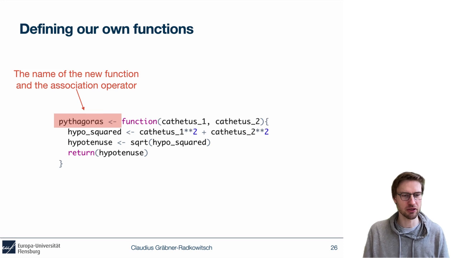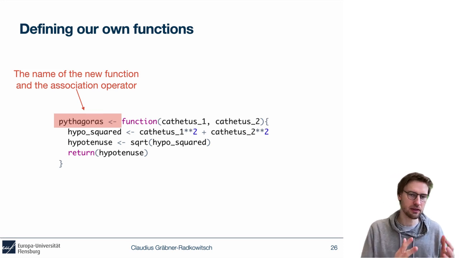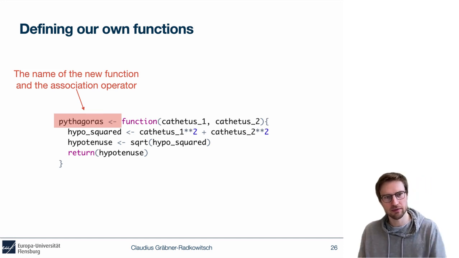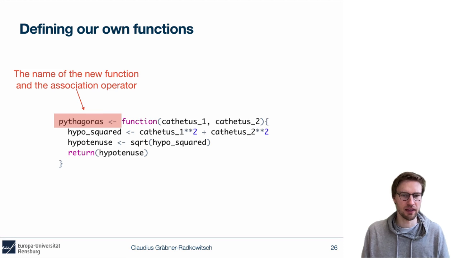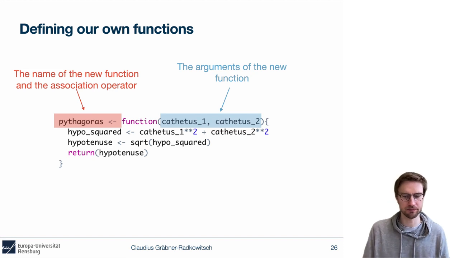So in this simple case, we just call the function Pythagoras, and the name of the function is, as in the case of any object you define in R, followed by the assignment operator. Then, on the right side of the assignment operator, we start by calling the function, and this function takes two arguments in this case, because the function that we want to define takes two arguments. So we start calling the function, open brackets, and then enter all the arguments of the function we want to define, separated by a comma.